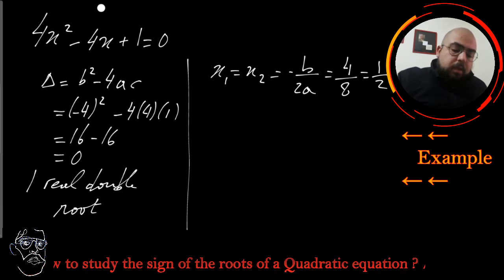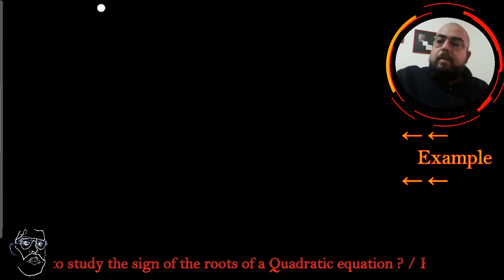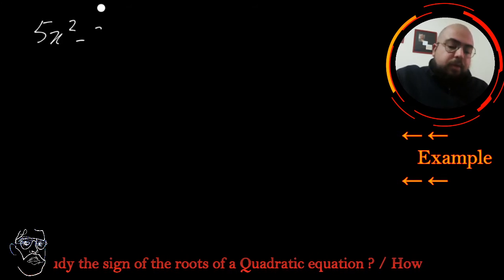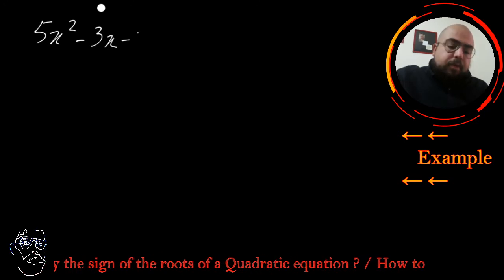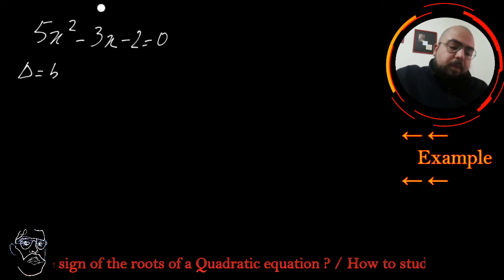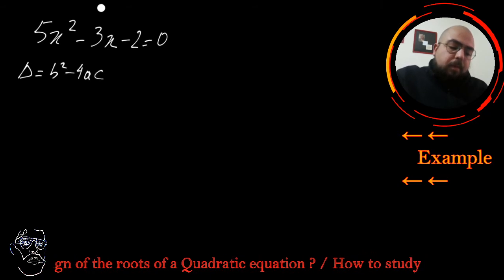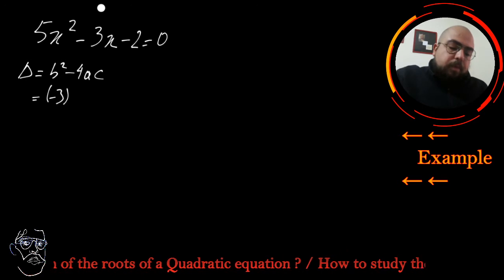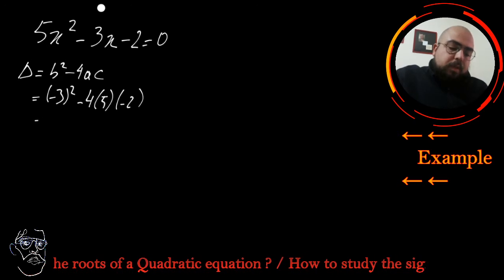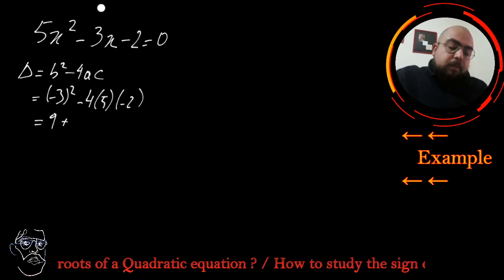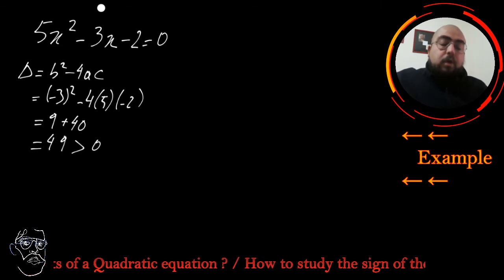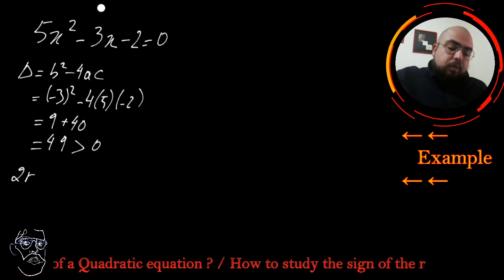What about another example? Let's say we had 5x squared minus 3x minus 2, which is equal to 0. So delta is equal to b squared minus 4ac, which is (minus 3) to the power of 2 minus 4 times 5 times minus 2. So it's 9 plus 40, so it's 49. 49 is positive, so you have two real distinct roots.